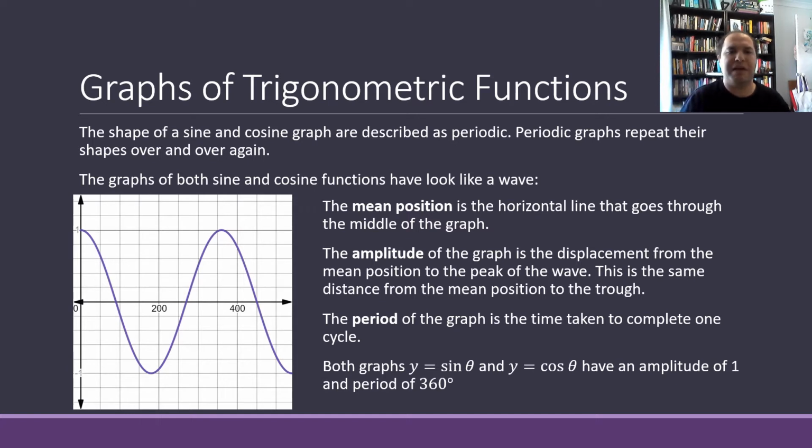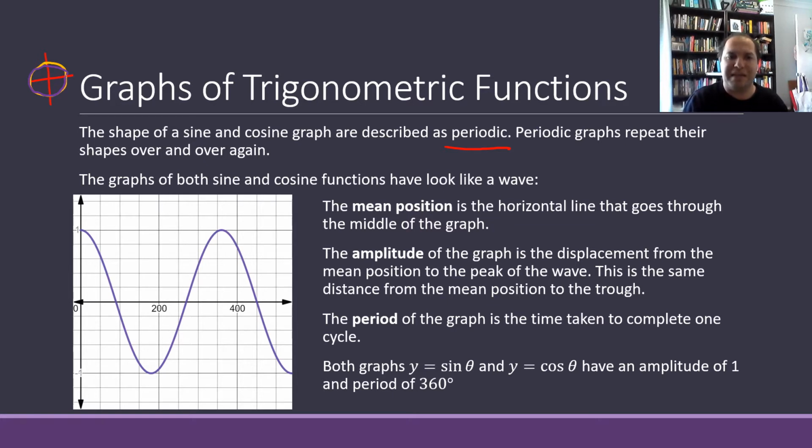The shape of a sine and cosine graph is described as periodic. Periodic graphs repeat their shapes over and over again. The reason for that is when we think about our unit circle, we're looking at how the values on our graph change as we go around our circle. So for this first trip, we go all the way around, and that creates some sort of graph. It'll make a wave, like the one we've got down here.